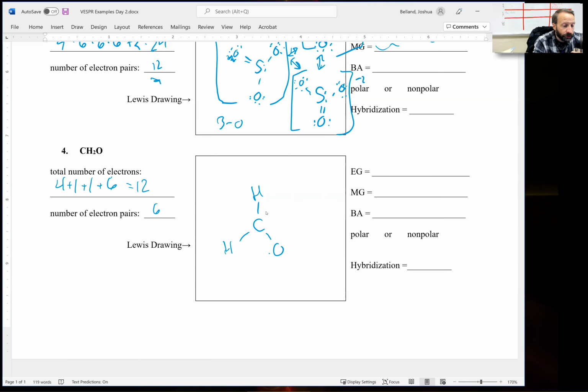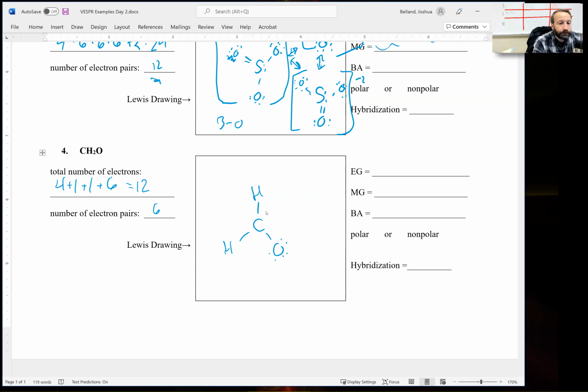And I do my lone pairs. Hydrogen does not get them. Oxygen does. There we go. Now I count my pairs. This has been the same steps as last time. 1, 2, 3, 4, 5, 6. Now that I've done all my steps from last time, I ask about synops. Is there synops? Yes, there is.